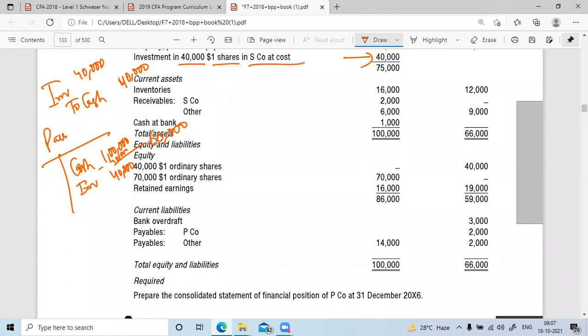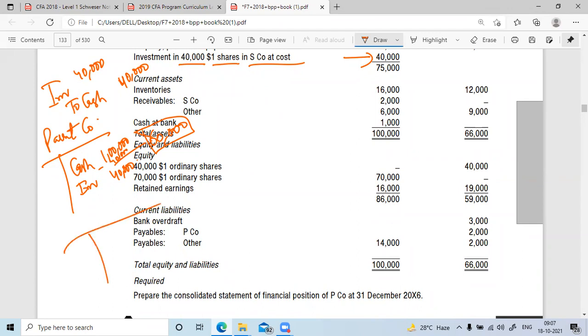This is the parent company. See, parent company had a cash of 1 lakh. Out of that, 40,000 they used to invest. So how much cash do they have right now? 60,000 cash, plus investment of 40,000. Investment 40, correct? So total assets they have is still how much? 1 lakh.